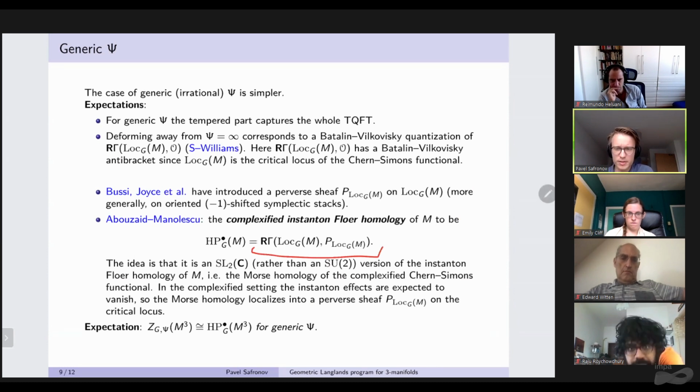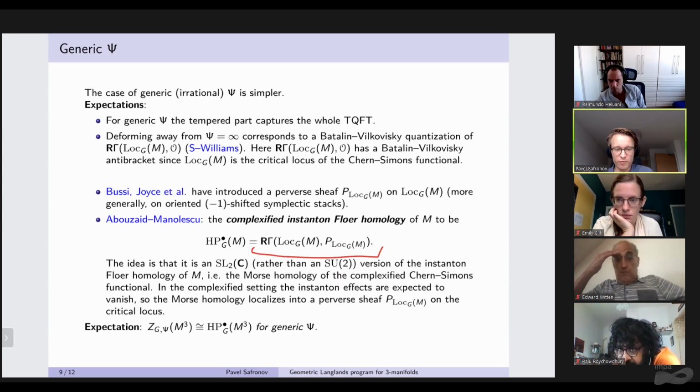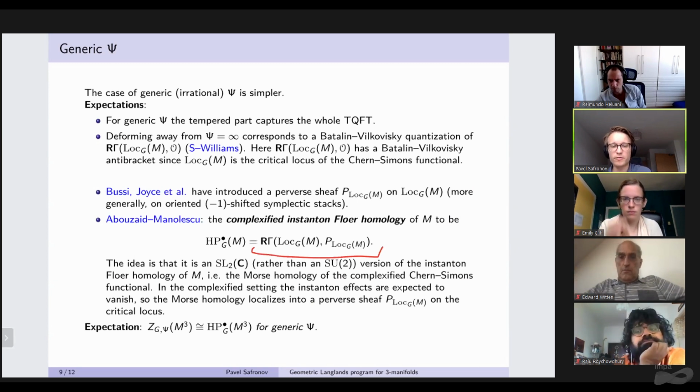So let me explain the words. Maybe you're familiar with the usual instanton Floer homology. So the usual instanton Floer homology is supposed to be the Morse homology of the Chern-Simons functional on the moduli space of connections on the 3-manifold, let's say SU(2) connections on the 3-manifold. And this is a similar version where you look at the complex Chern-Simons functional on the moduli space of complex, so SL2C connections. And so the expectation is that this full TQFT that I'm talking about for generic psi is just this complexified instanton Floer homology.